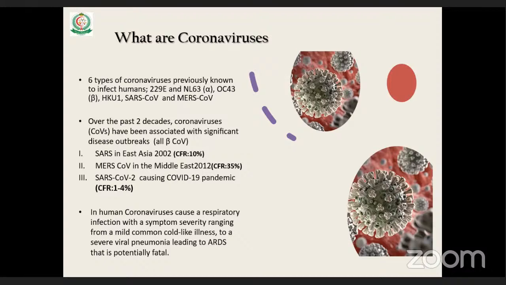And the last one is SARS-CoV-2, which is the cause of the COVID-19 pandemic. The global case fatality rate is between 1 to 4%. And as you can see, SARS-CoV-2 has a little bit lower pathogenicity as compared to SARS-CoV-1 and MERS-CoV. However, it has a very high transmissibility or transmission rate.